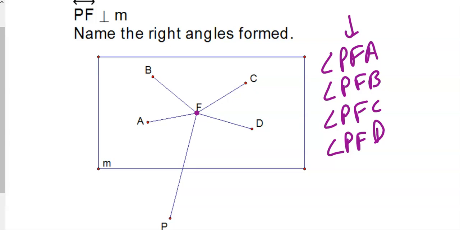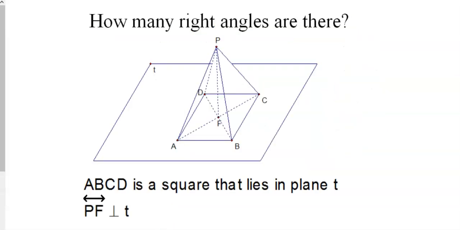Okay. All right, so let's move on to our last couple of examples here. How many right angles are there? So let's look at the description here. We have ABCD is a square. It lies in the plane T. We also know that line PF is perpendicular to T. I actually want you to pause this and count up how many right angles you think you see there. Then push play when you're ready to check your answer.